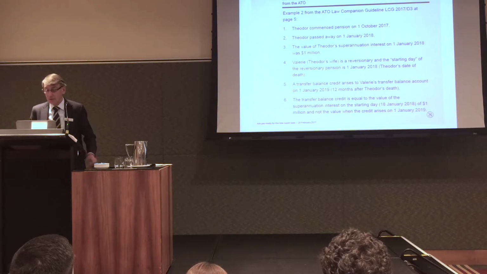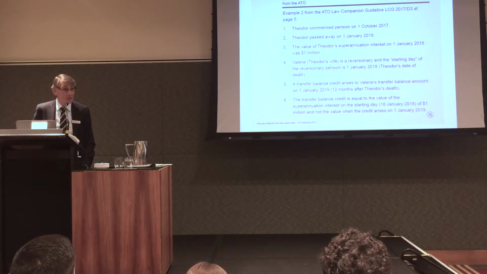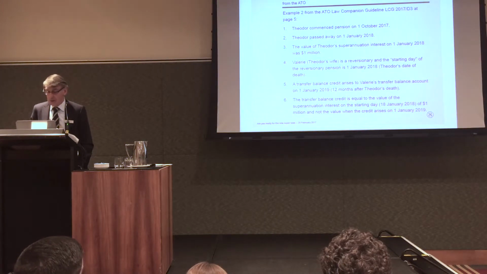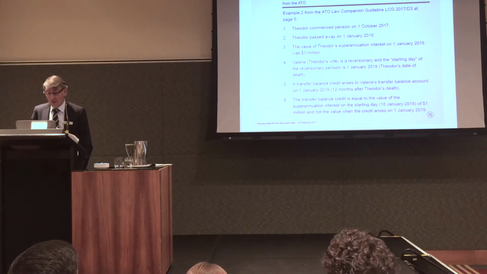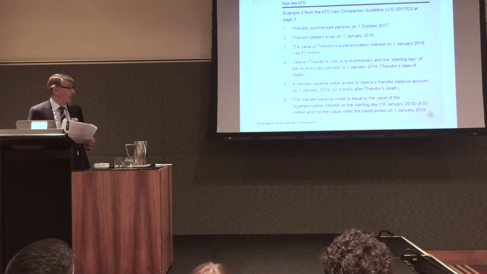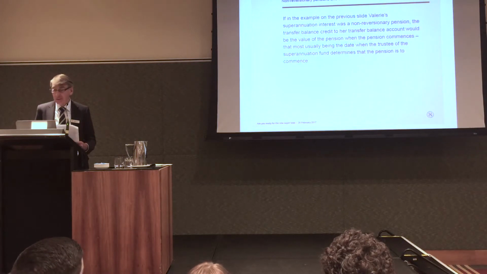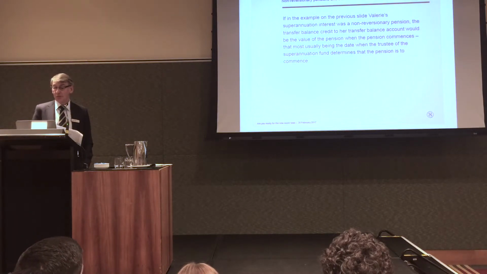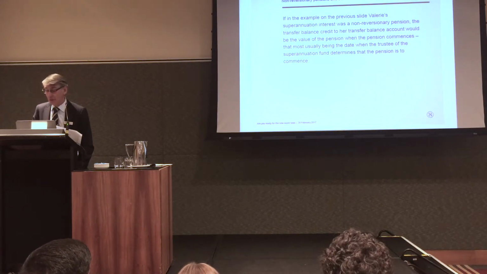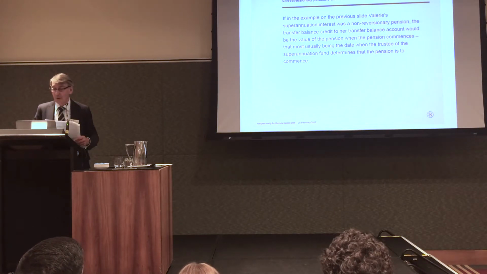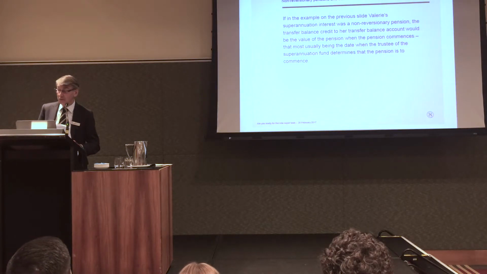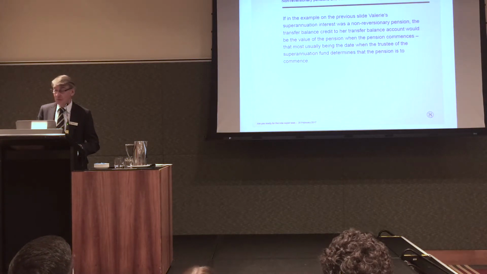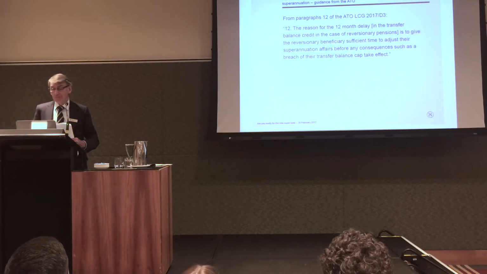The transfer balance credit is equal to the value of the superannuation interest on the starting day, that's 18 January 2018, of $1 million, and not the value when the credit arises on 1 January 2019. If in the example on the previous slide, Valerie's superannuation interest was a non-reversionary pension, the transfer balance credit to her transfer balance account would be the value of the pension when the pension commences, that most usually being the date when the trustee of the superannuation fund determines that the pension is to commence.